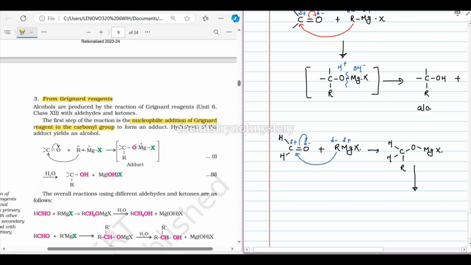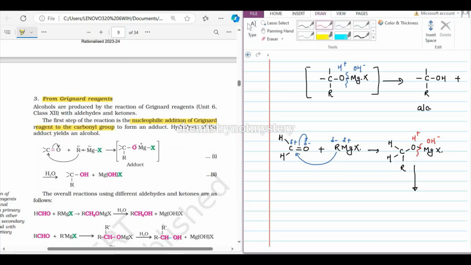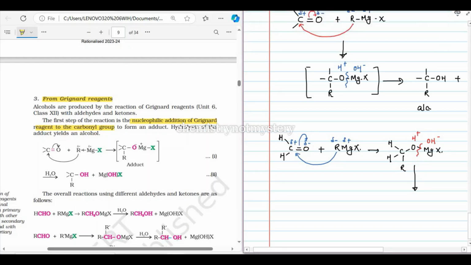And after the hydrolysis, this bond will break. OH will go on the side of magnesium and H plus will go towards the oxygen. As a result, you will get RCH2OH. So this is the primary alcohol.